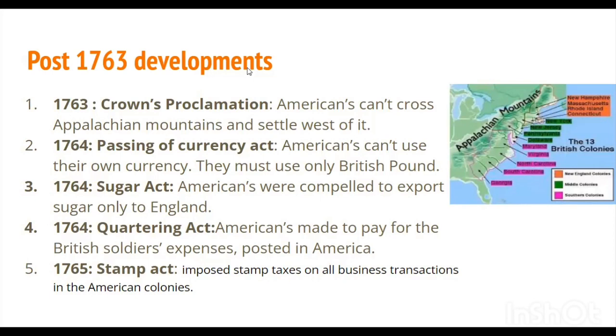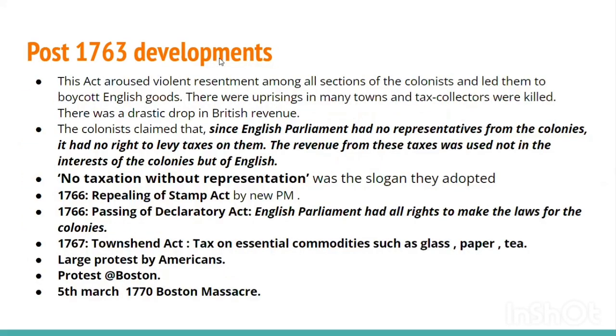Fourth, the Quartering Act, that is, Americans had to pay for the British soldiers' expenses. And fifth, the Stamp Act, that is, for all transactions they had to use stamp paper only. After this, the people of the colonies revolted against all these developments that had happened.